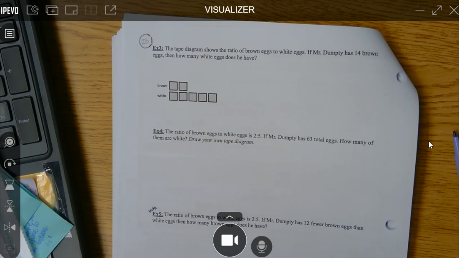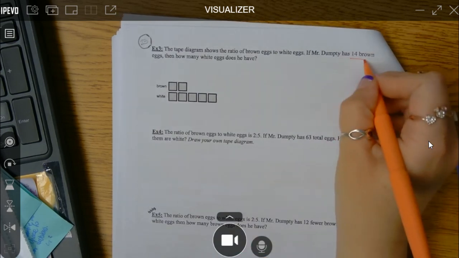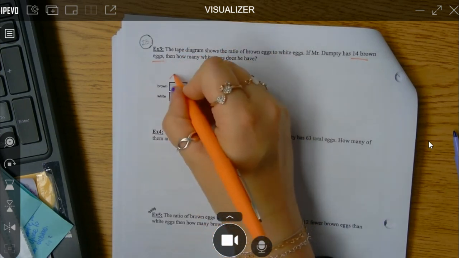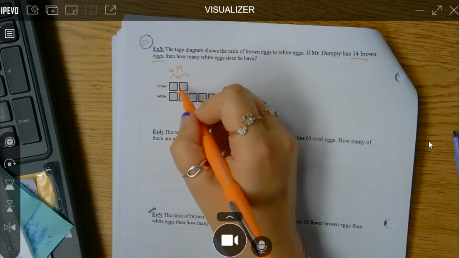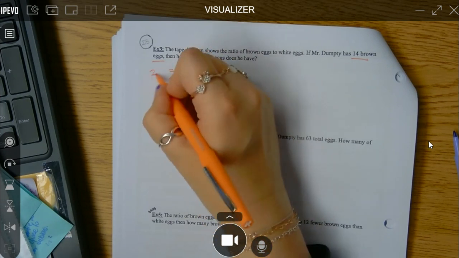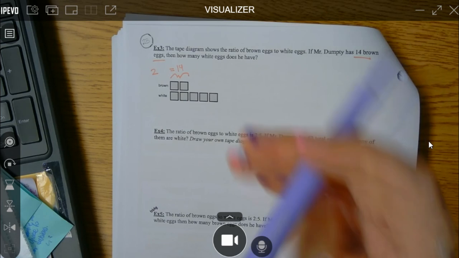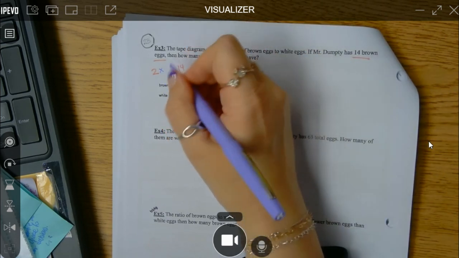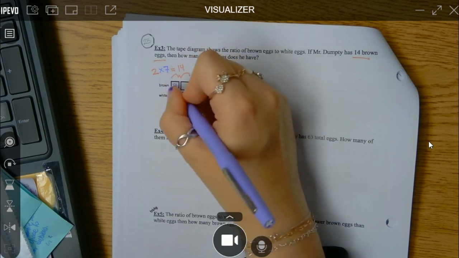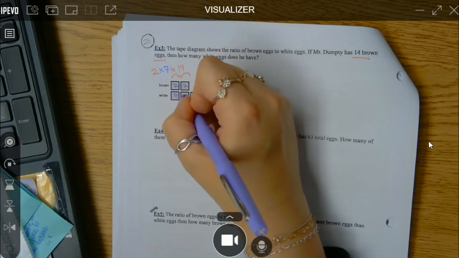If Mr. Dumpty has 14 brown eggs, okay, so 14 brown, that means that right here, this is equal to 14. How many boxes do you see for brown? Yeah, you see 2. So how much is each box worth then if 2 times something needs to equal 14? Hopefully you said 7. So that means each box is, yes, worth 7.